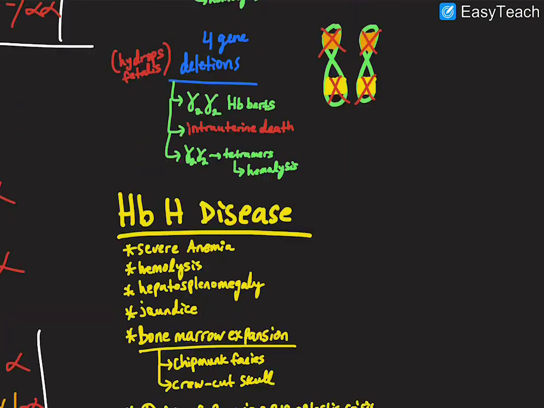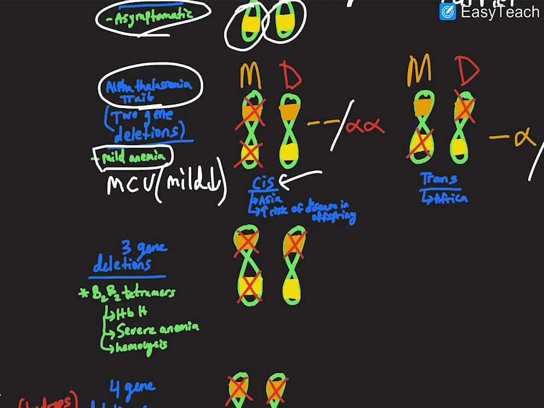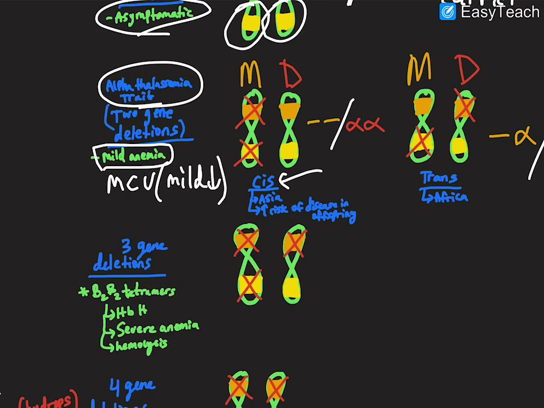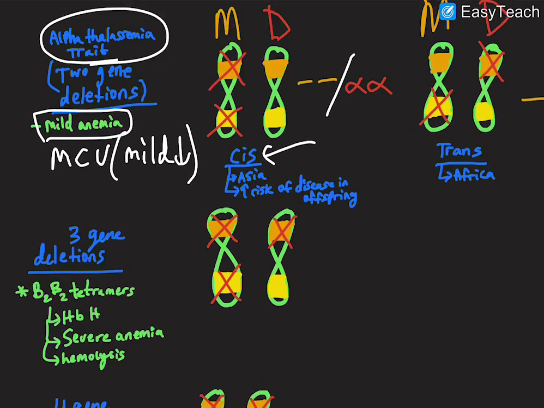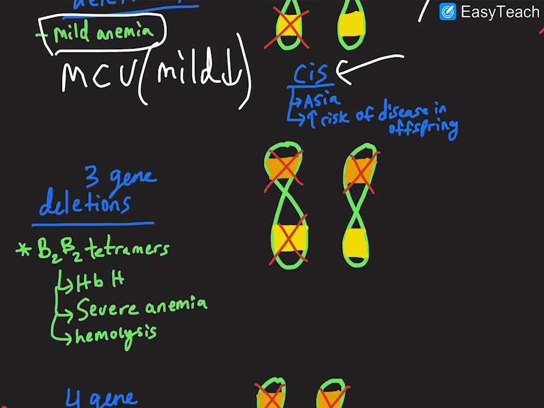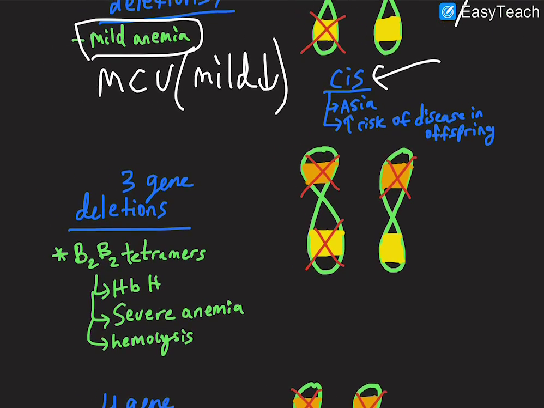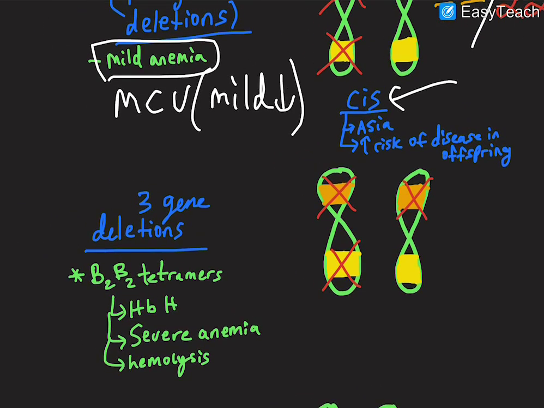So my apologies, that took a little longer than usual, but hopefully that made sense. Why cis deletions are worse. Remember, cis deletions are more common in Asia, trans deletions are more common in Africa. Let's move on to the third type of alpha thalassemia, which is three gene deletions.